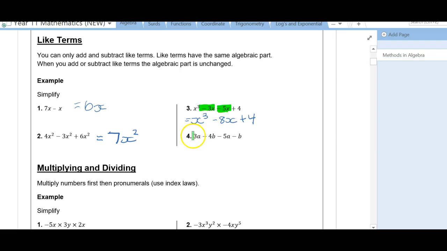And in this one, don't forget the sign before goes with it, so it's minus 4b minus b. I've got 3a minus 5a, which is minus 2a, and I've got minus 4b minus b, which is minus 5b.